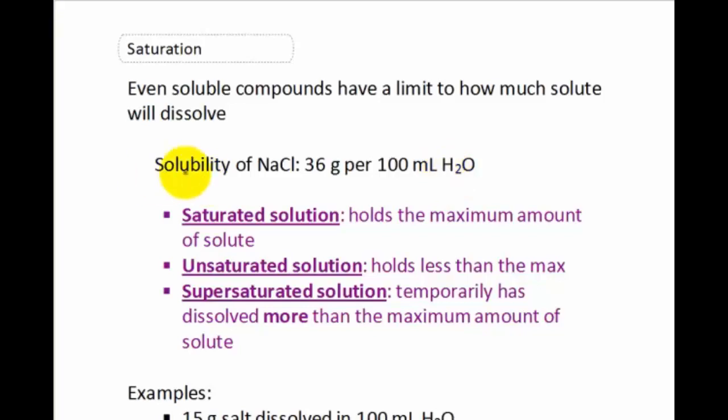So that's called the solubility level. Okay? And it turns out the solubility of sodium chloride is 36 grams will dissolve per 100 milliliters of water.